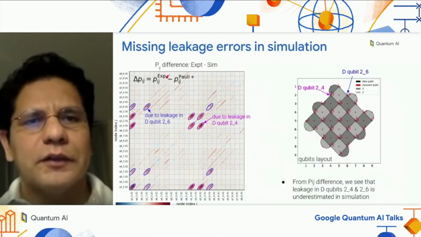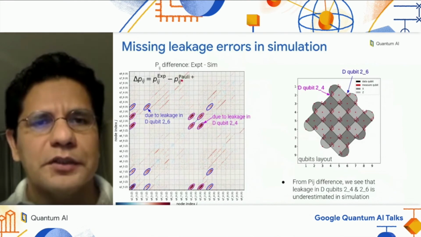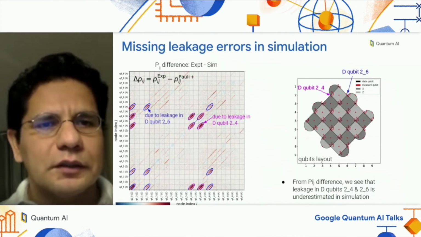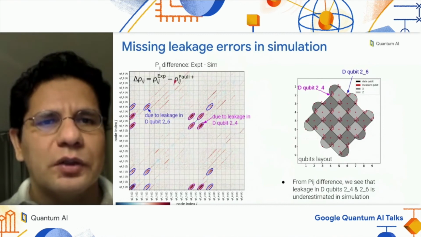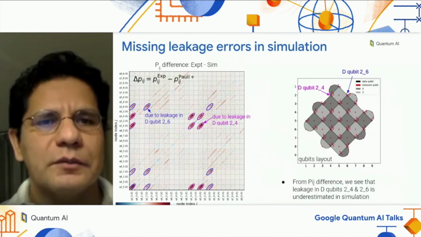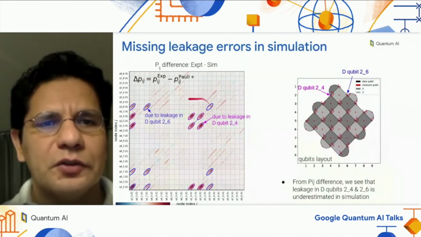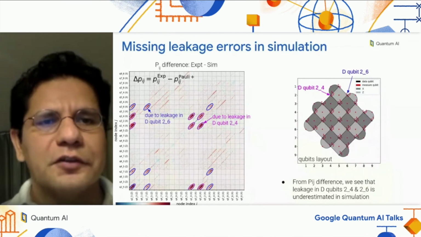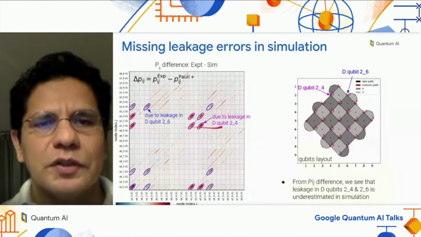So after running the Pauli plus simulation, we get a PIJ matrix, and what is shown here is the difference of PIJ for experiment minus Pauli plus. You see that there is presence of long-range correlations from leakage, which are stronger in the experiment or cannot be fully described by the simulation. And after closer inspection, we find that these reddish features come from leakage accumulation in these two qubits, 2.6 and 2.4.